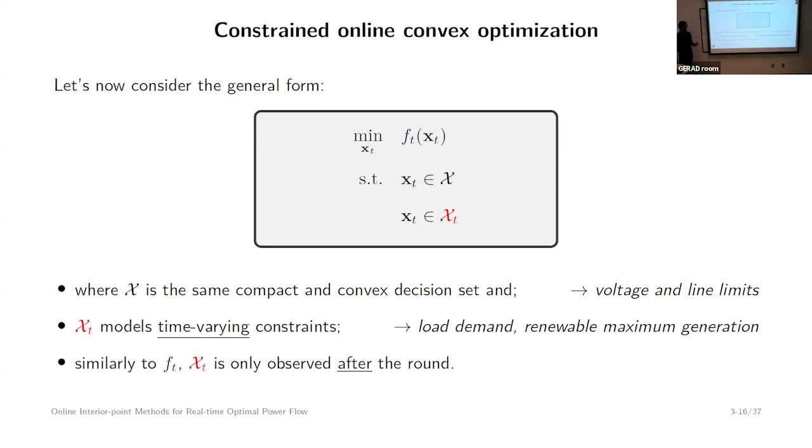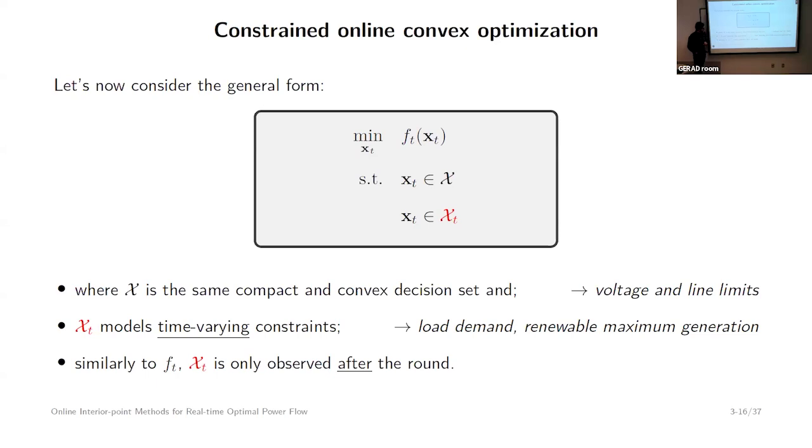But there are some constraints that evolve through time, and X_t will actually capture that. It'll model the time varying constraints of our problem. That can be my load demand. It will definitively change through time. And I can also think of my renewable maximum generation. As I said, the maximum is set by the natural phenomenon, but I can curtail or spill it afterward.